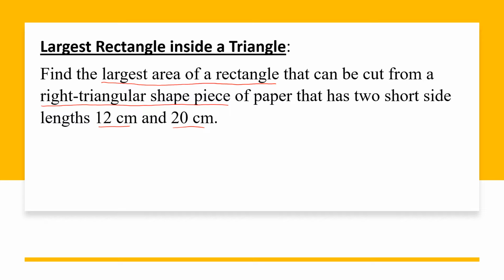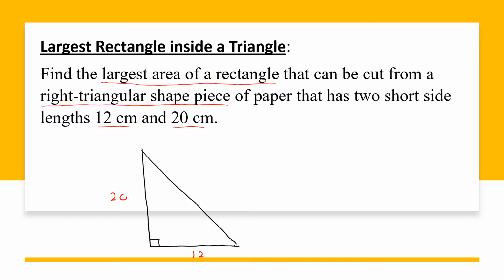When you look at this problem, for these problems you definitely need to draw the situation. So we have a right triangular sheet of paper, and this is the right angle, 90 degrees, and then the two sides are 20 and 12. Now you may wonder why this question is not obvious.